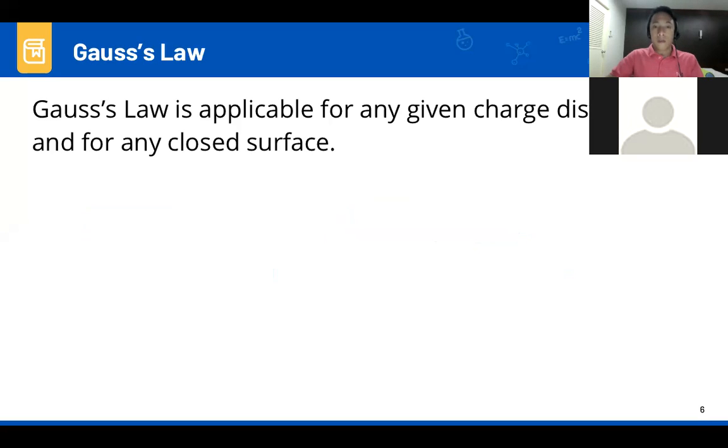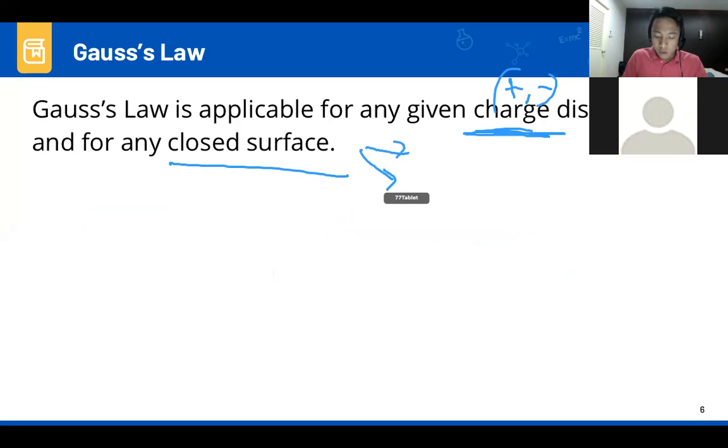Okay, so Gauss's law is applicable for any given charge distribution and for any closed figure. Applicable for any given charge, so it's either positive or negative, and for any closed figure. Okay, but in this chapter or class, we are just concentrating only on closed figures or closed surfaces.